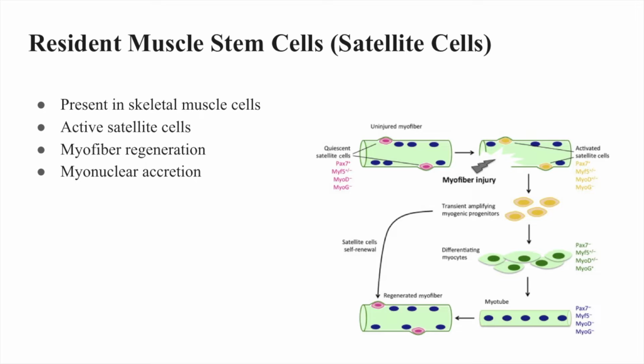Resident muscle stem cells, also called satellite cells, are adult stem cells located in skeletal muscle cells. These stem cells become active in response to muscle injury or exercise and give rise to skeletal muscle cells or myofibers. The term myonuclear accretion is used often in this paper to describe the growth of muscle cells using satellite cells. This figure is showing how an injury to a myofiber results in the regeneration of a new myofiber through the activation of satellite cells.